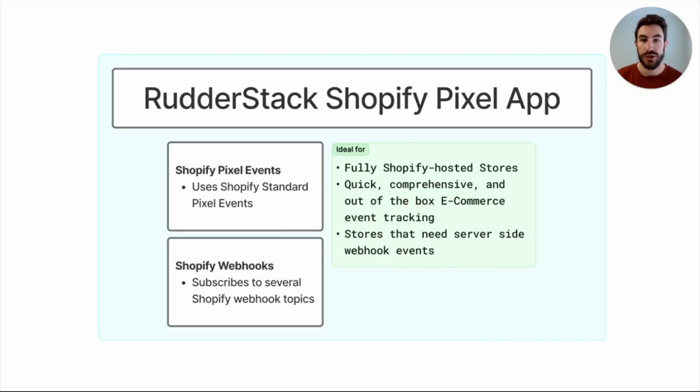The first product that we'll talk about is RudderStack's Shopify Pixel app. This app can be downloaded directly from Shopify's marketplace onto your Shopify store. Once this app is installed onto your store, RudderStack will track events in 2 different ways. The first way being the Shopify Pixel events, where we will subscribe to all of Shopify's standard Pixel events that get fired client side. And the next is Shopify Webhooks, where we will subscribe to several of Shopify's standard webhook topics.